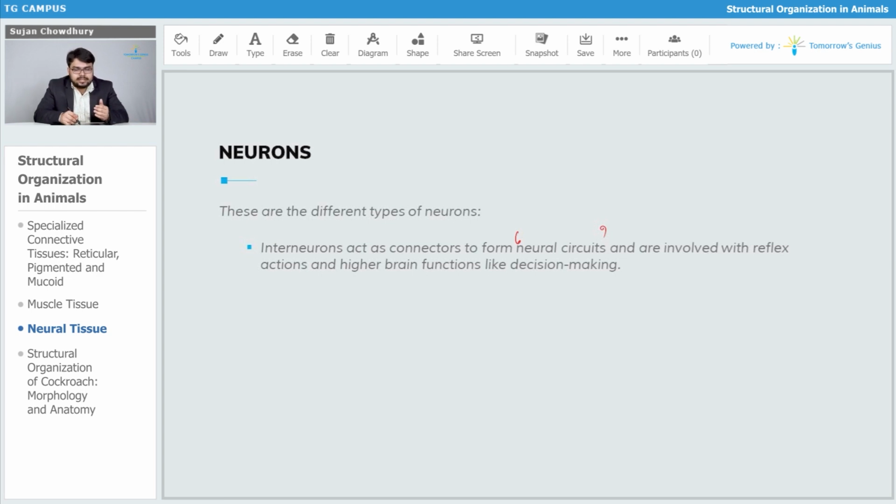So these circuits can be made with the help of interneurons, which act as connectors and are involved with reflex action and higher brain functions like decision making. So yes, interneurons are very significant for the functioning of our nervous system.